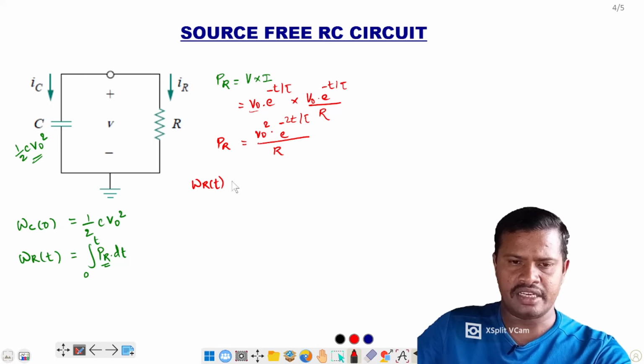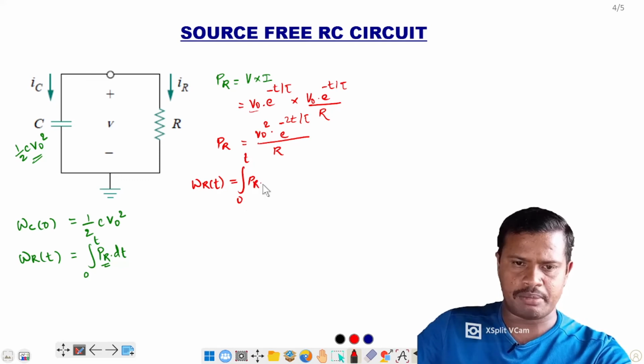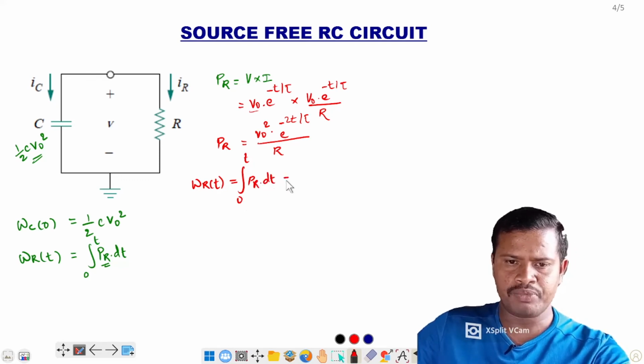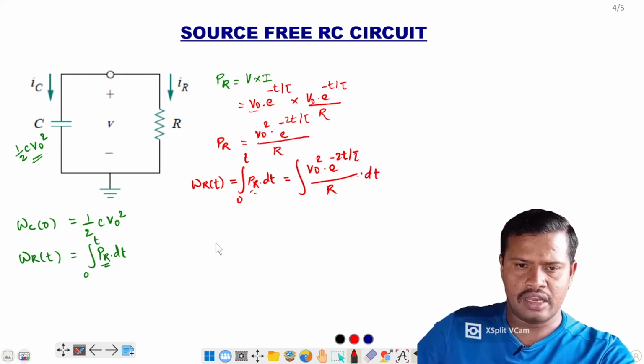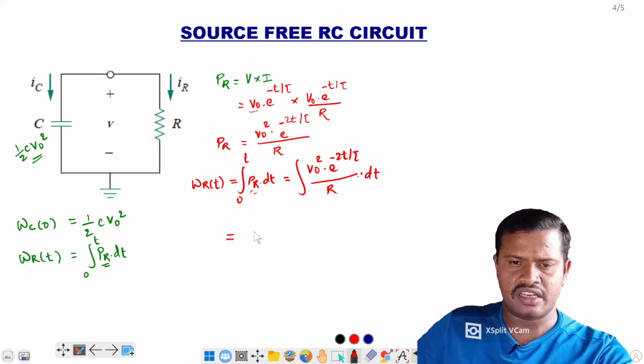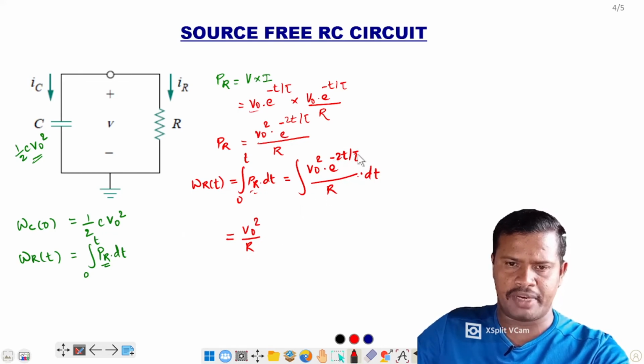The energy dissipated by the resistor over a time period t is equal to the integration from 0 to t of the power dissipated by the resistor dt, which is the integration of V naught square into e to the power of minus 2t by tau by R into dt. On further simplification, we get the constant term V naught square by R, which we can take out of the integral. The remaining term is e to the power of minus 2t by tau.